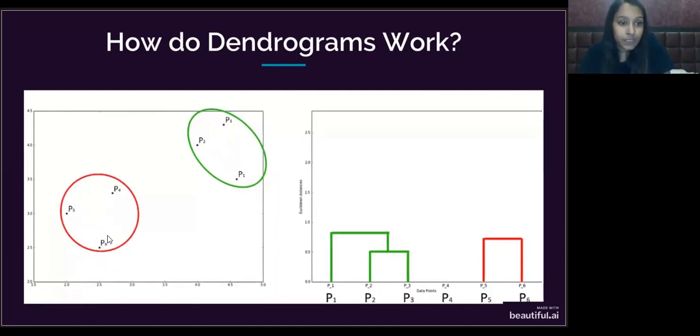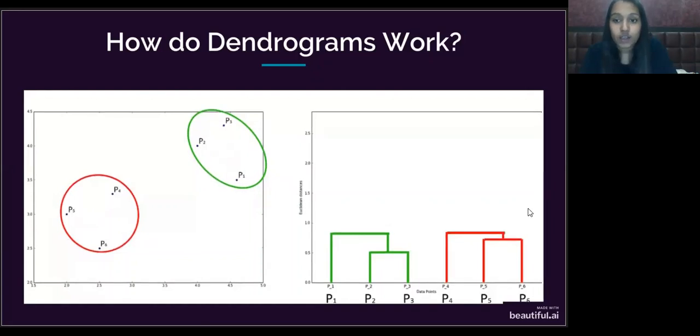So now we are going to find the next 2 closest clusters and connect them. As we can see, P2 is closer to this cluster. So here we have got 2 clusters. Now we want to point that out in the dendrogram as well. So now our dendrogram looks like this, with the vertical distance being the Euclidean distance between the point P2 and the cluster.